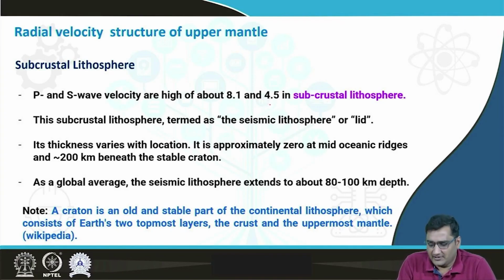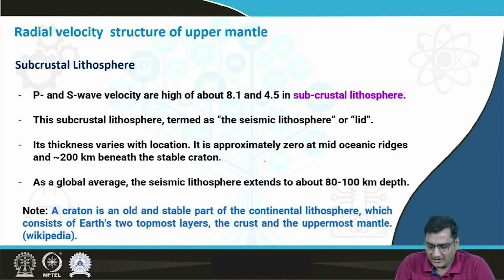This subcrustal lithosphere is termed the seismic lithosphere or lid, and its thickness varies from location to location. It has approximately zero thickness at mid-oceanic ridges and around 200 km beneath the stable cratons. On a global average, the thickness of the seismic lithosphere is around 80 to 100 km in depth.